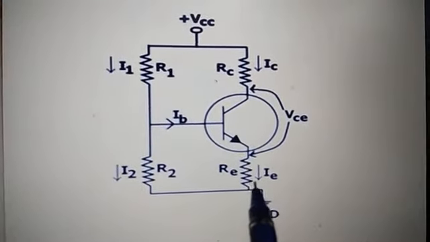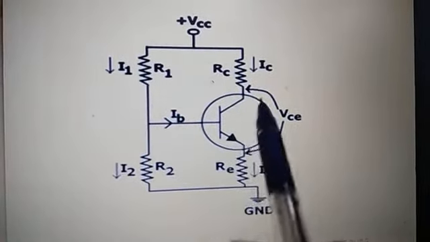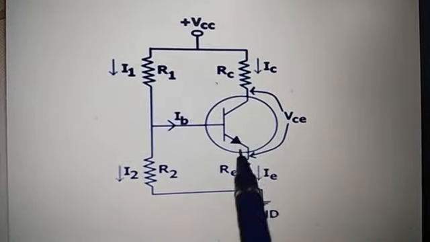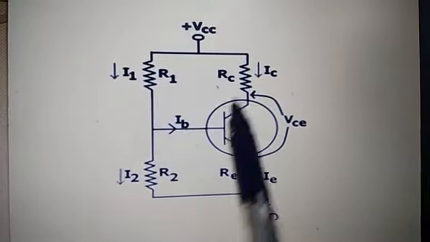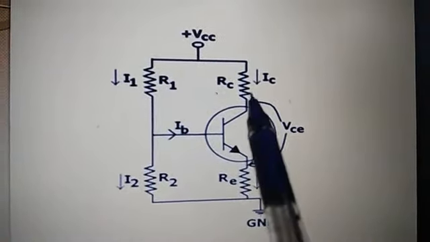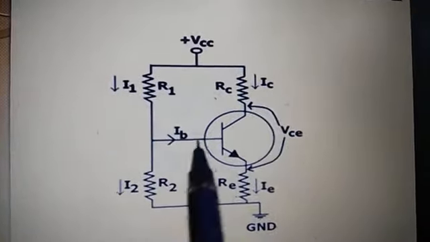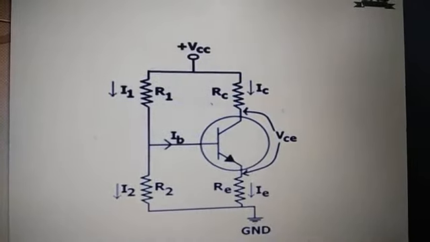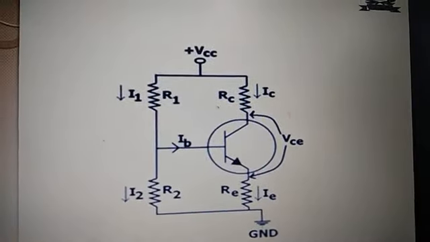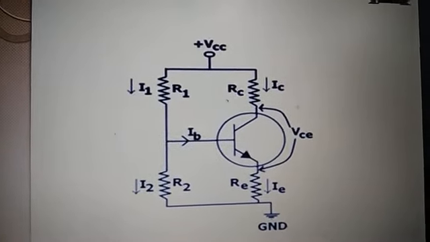This is the emitter resistor RE. This is the collector resistor. This is emitter, base and collector. This is an NPN type transistor. Emitter is N type, base is P type and collector is N type, because the arrow of the emitter is outside. This voltage is the collector to emitter voltage. This is collector current IC, base current IB and emitter current IE. Let us say these are the two currents shown here, I1 through R1 and I2 through R2, and VCC is the supply. So this is called voltage divider bias.